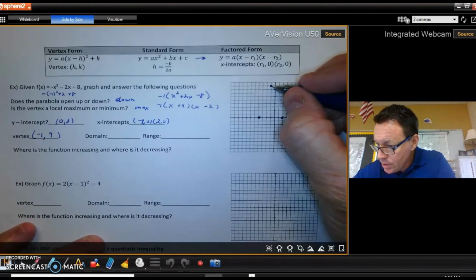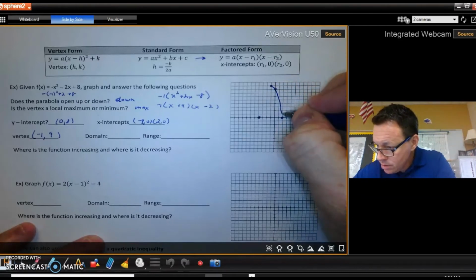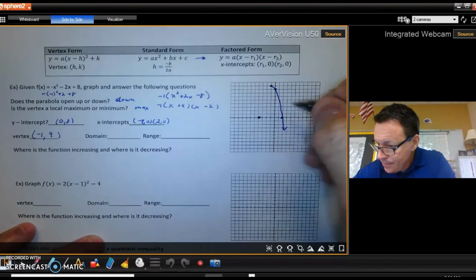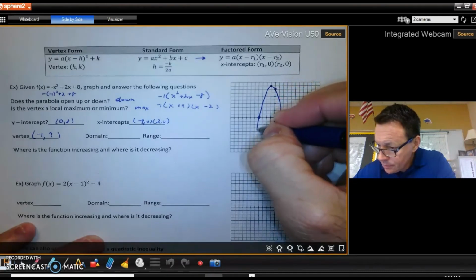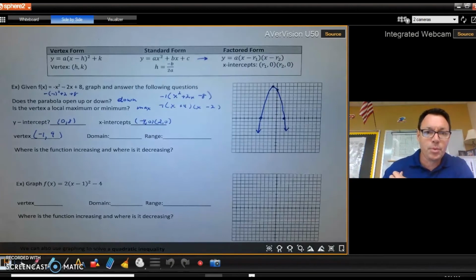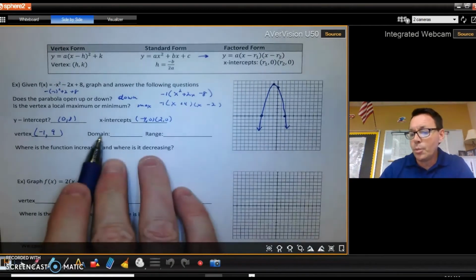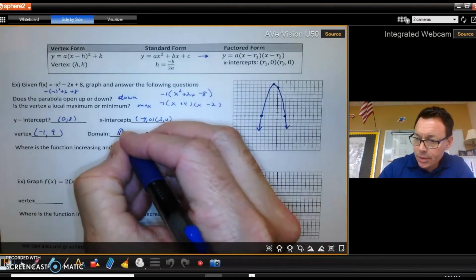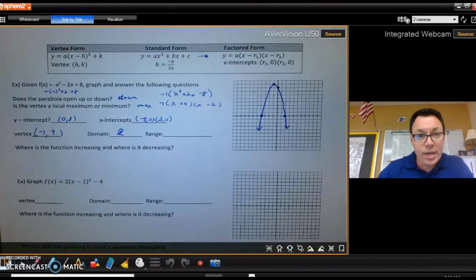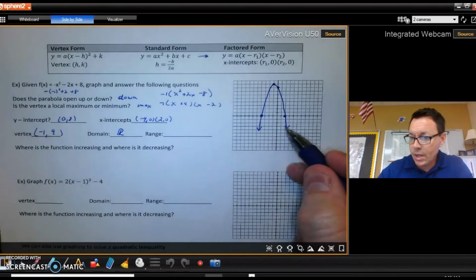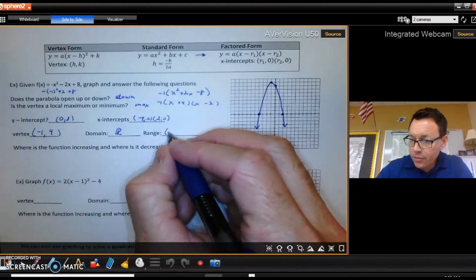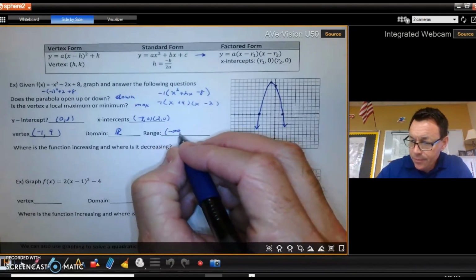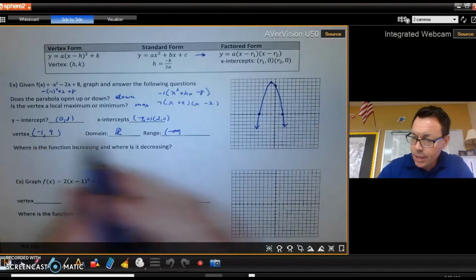So if you go down that way, you could also go down this way. And that's our parabola. Okay? Domain is always going to be all real numbers. What's the range? Well, because this got flipped, this graph is heading towards negative infinity. So the range would be everything from negative infinity up to 9.